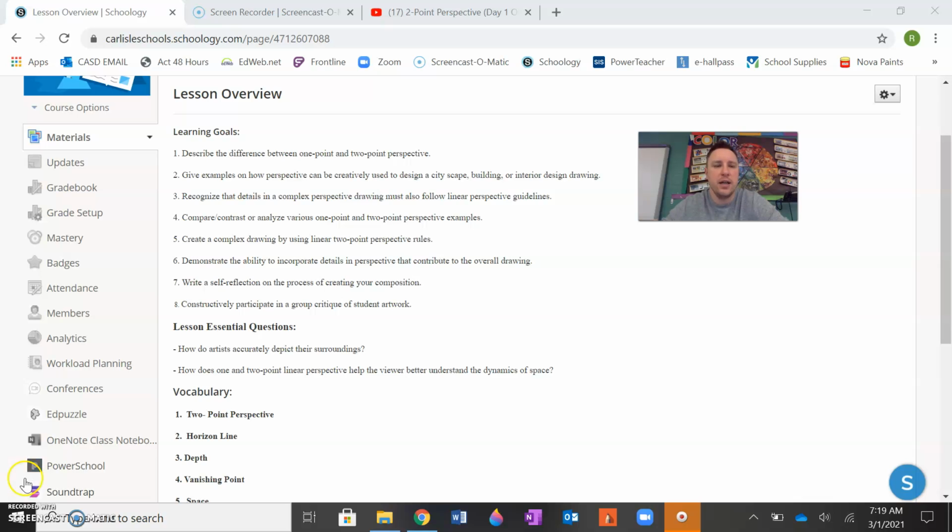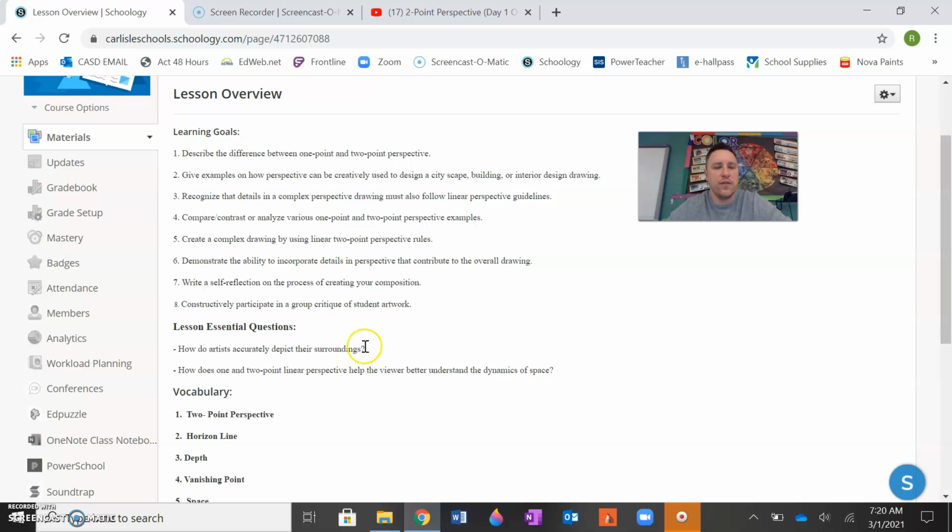So that learning goal number 5 is essentially what we're doing for our project, is create a drawing of either an interior space, an exterior building, or an entire city landscape using 2-point perspective. We will also demonstrate the ability to incorporate the details as discussed above. Then you'll be able to write a self-reflection on the process, so basically an artist statement. You're going to write one at the end of the project, as you will with all your projects. And then you'll constructively participate in a group critique of student artwork. We're going to be doing that with every assignment as well.